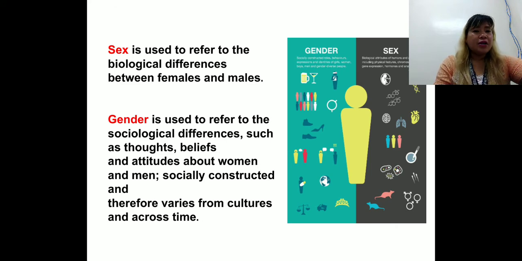While gender is used to refer to the sociological differences, such as thoughts, beliefs, and attitudes about women and men, socially constructed and therefore varies across cultures and across time. So, as you can see, sex is something that is nature, while gender is something that is learned, acquired, or nurture. So, gender is actually the beliefs and ideas of how women and men should be in a society.